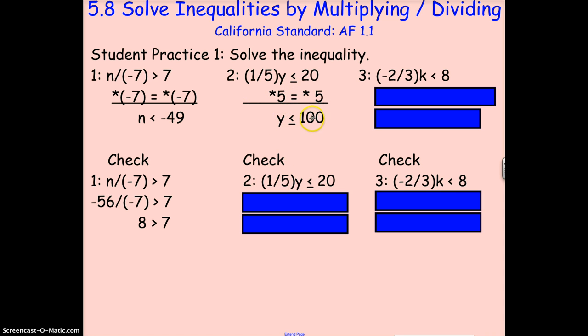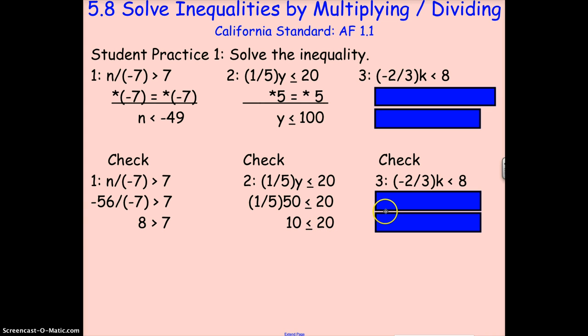Now I need to choose a number less than 100. And notice I'm going to be finding a fifth of it. So I want to find something that's smaller than 100 and easy to work with a fifth of. For example, 50, because 50 is divisible by 5. So I have 1 over 5 times 50 over 1. I can cross cancel the 5 and the 50, and I end up with 1 times 10, which is 10, is less than or equal to 20, which is true.